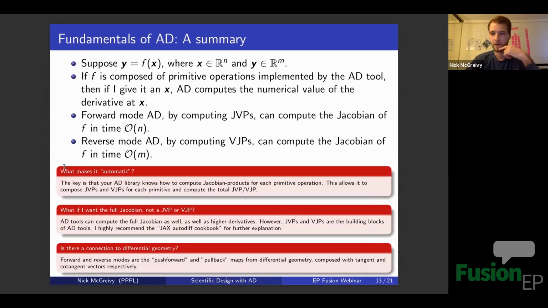Here's some fine print. Just if you have these questions, they're kind of helpful. What makes it automatic is that your AD library A knows the partial derivative of each primitive in the library, and B, it knows how to chain those partial derivatives together, either through forward mode or reverse mode. And if you want the full Jacobian, not a Jacobian product, then AD tools can do this, but it's kind of outside the scope of the talk. There's this thing called the JAX AutoDiff cookbook, which is really helpful for understanding a lot of these things. It's worth spending some time with this if you're going to be using AD. And then there's a connection to differential geometry if you're interested.